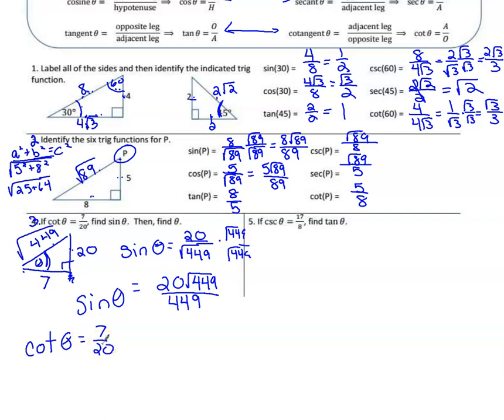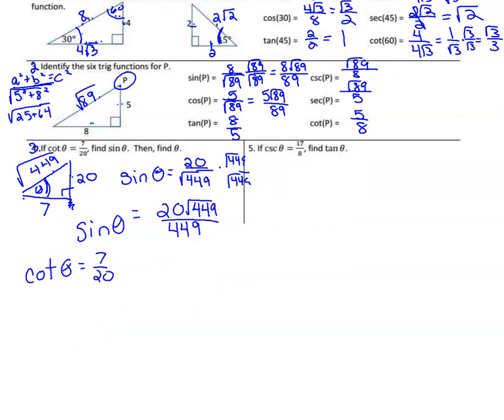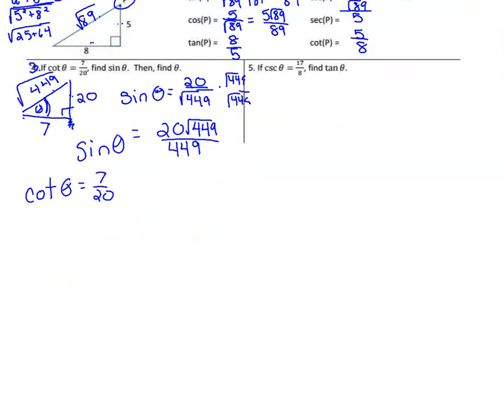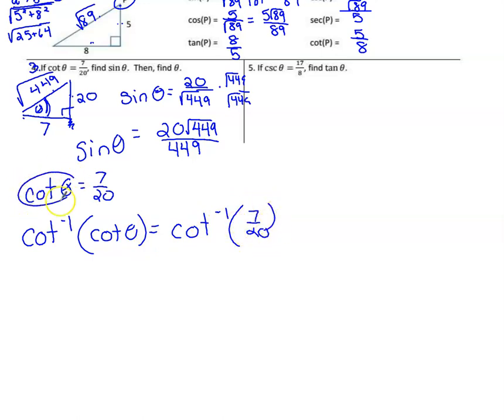Well, to undo a trig function, we have to do the inverse trig function, which is called little -1 exponent. So if we take an inverse trig of cotangent of theta, then we have to do the inverse trig on the right side too, of 7 over 20. So I'm bringing in an inverse trig to cancel out the trig, and have to bring an inverse trig here too.